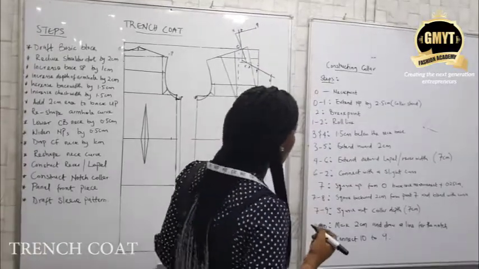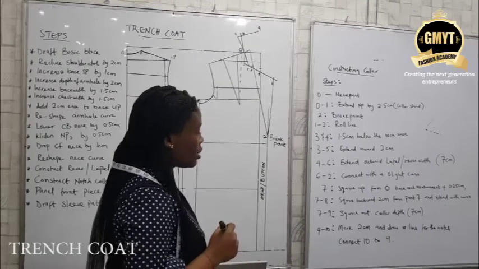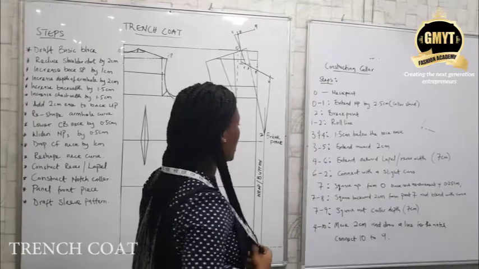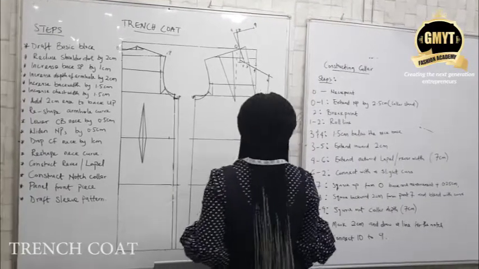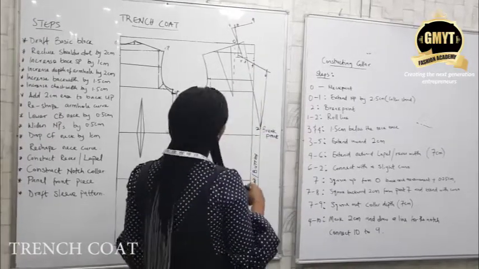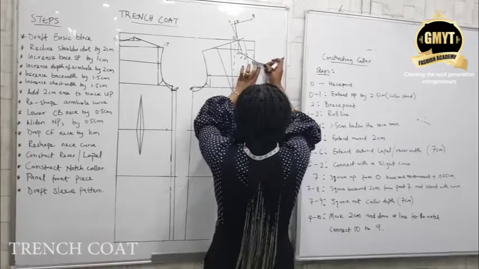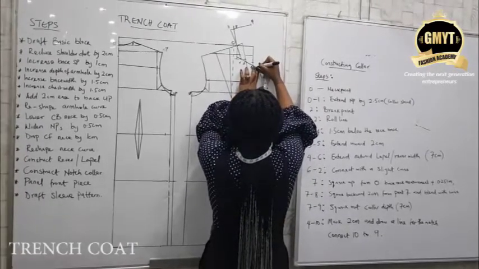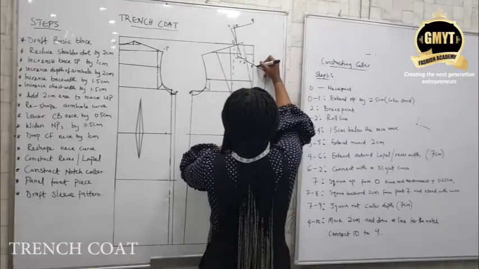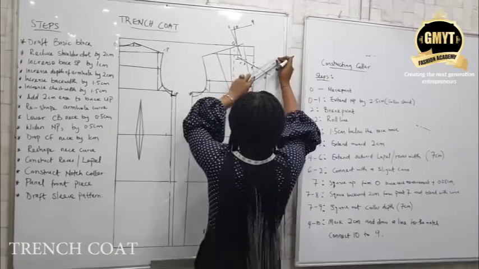Okay? So the next step says mark 2 cm and draw a line for the notch collar and label 10. So from point 4, I'm going to mark 2 cm on this line and construct my notch line.